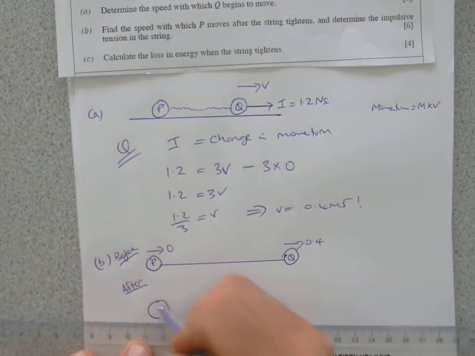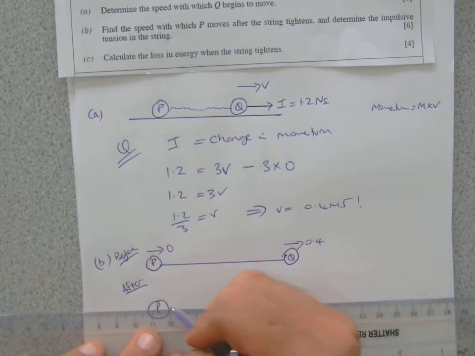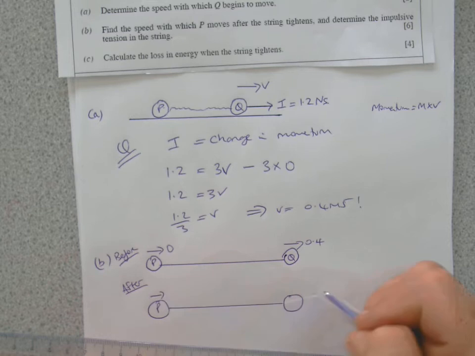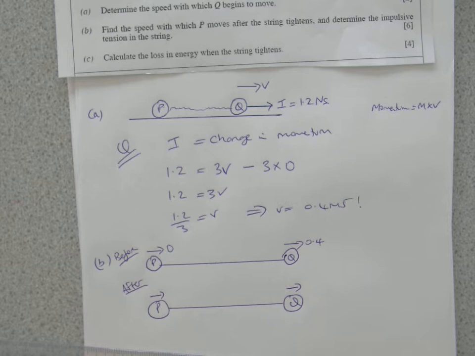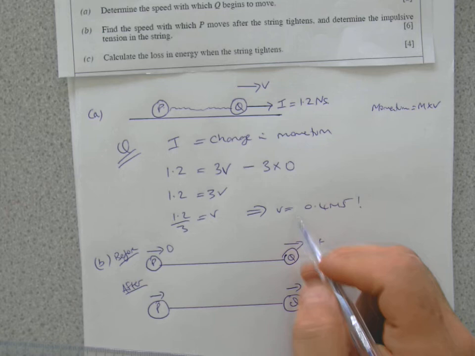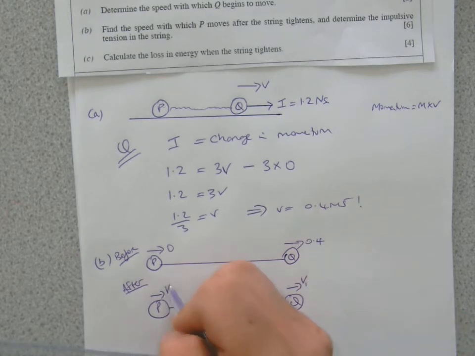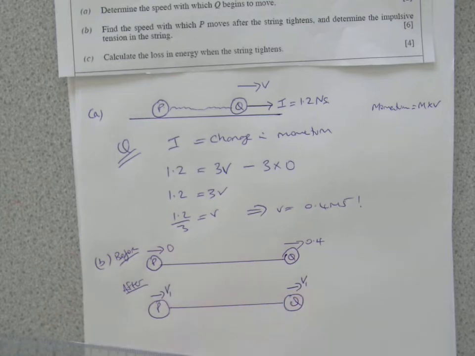So again, the string is taut, okay? But this time, Q will have a different velocity because P is going to be set in motion, okay? So we can call the speed after, well, we called that V before, so we can call this maybe V1, right? And call that V1 as well, right? Because if you think about it, when the string tightens, it's going to have an effect on Q. It's going to slow it down a bit, probably, okay?